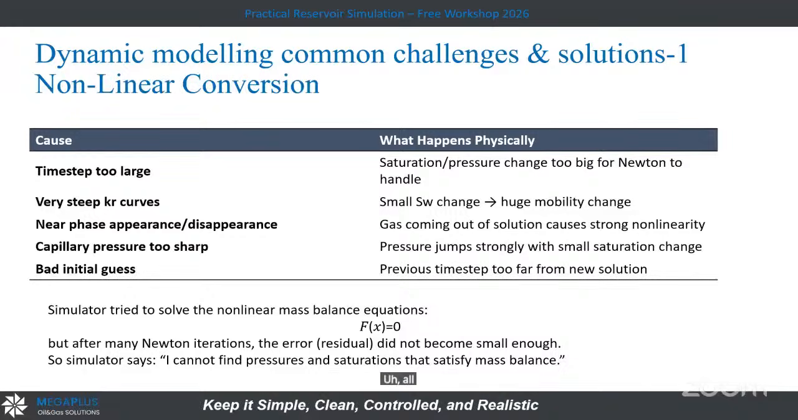Hello, one question. Here you mentioned the time step too large, I can see the saturation and pressure change is too big for Newton to handle. So does this use only the Newton-Raphson method for the iteration, or other methods? This will affect the iteration. Yes, it will make a lot of iterations. So does the model not switch to other methods of iteration, or will it only use the Newton-Raphson method?